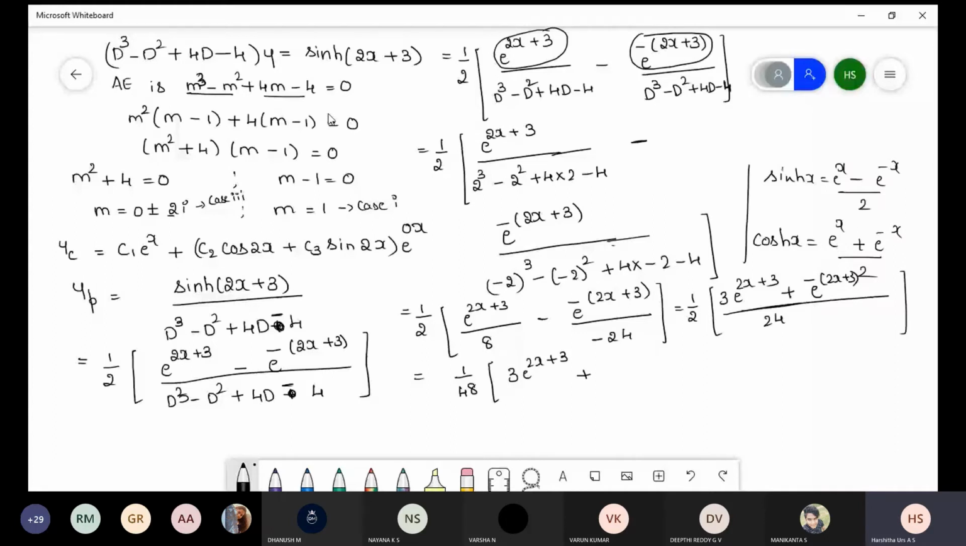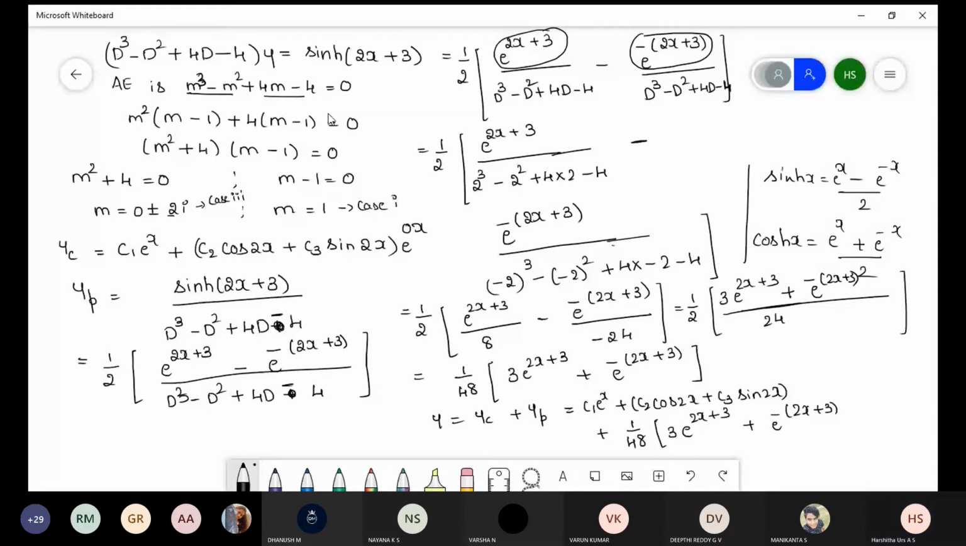Final y is equal to yc plus yp. So our yc is c1 e power x, plus the remaining terms of yc, plus yp. Here e power 0 is 1. So plus yp, which is 1 by 48 into 3 e power 2x plus 3 plus e power minus of 2x plus 3.